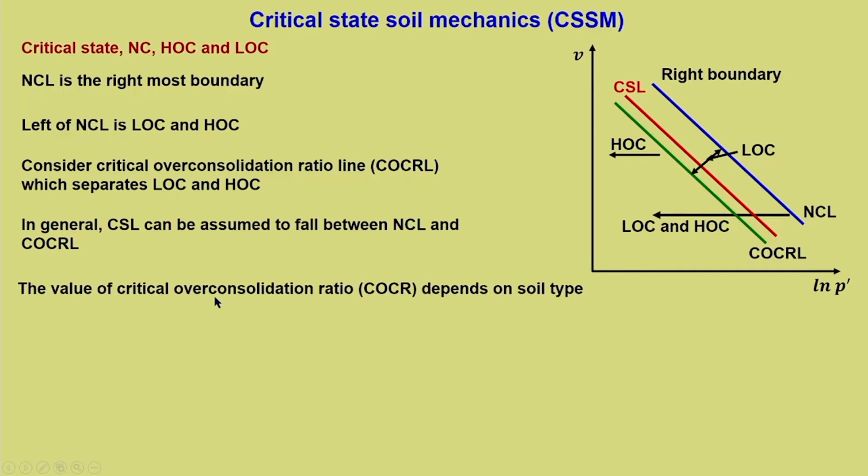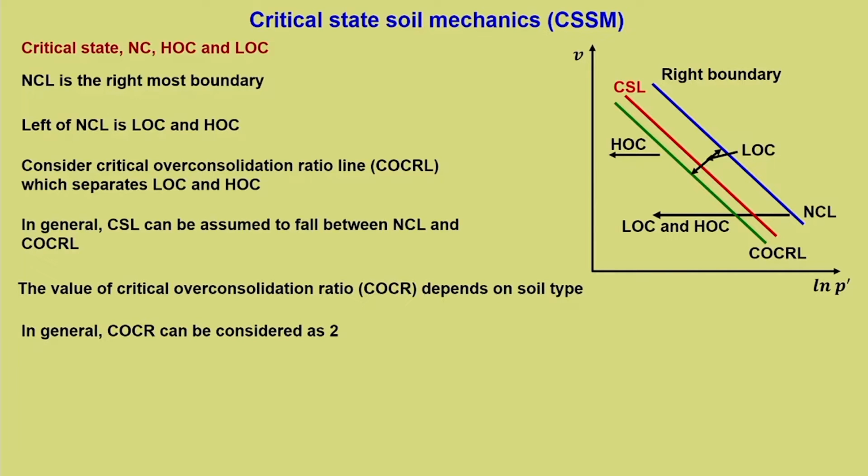The value of critical over consolidation ratio depends on the soil type. So, what is the over consolidation ratio below which it is LOC and above which it is HOC? It is dependent mostly on soil type, but in general COCR, that is critical over consolidation ratio, can be considered as 2. In most cases, for practical purposes, we can consider the over consolidation ratio as 2, which is termed as critical over consolidation ratio.